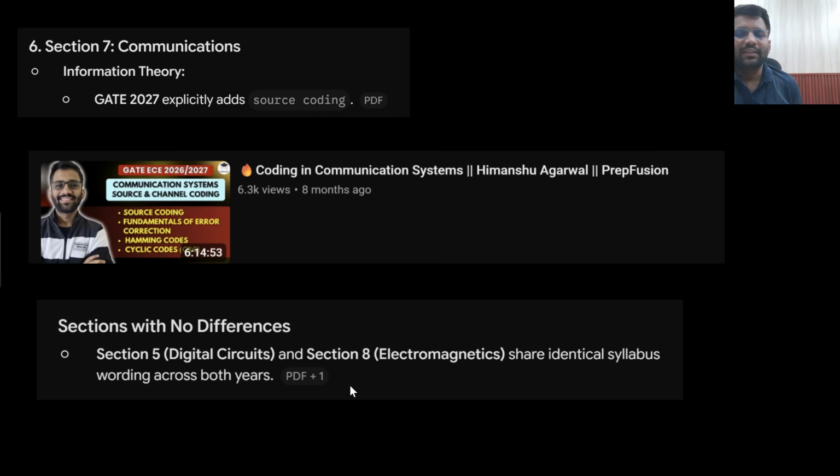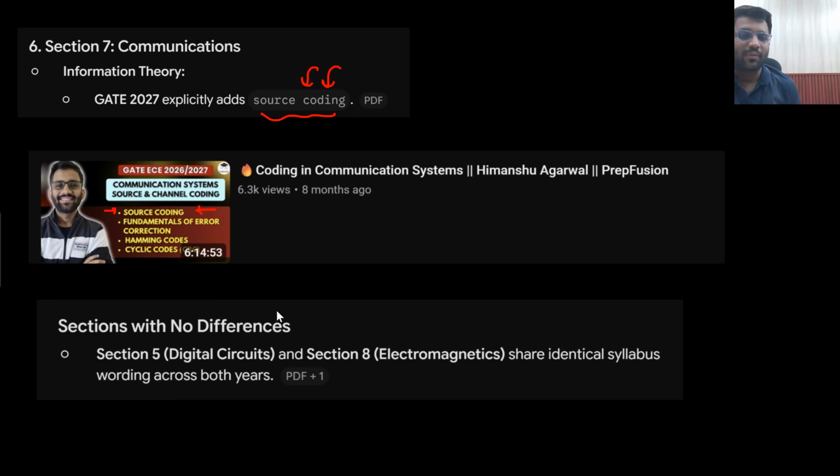Communication. People are saying that a new topic is added, source coding. When you study coding in communication systems, you cannot start this topic without source coding. A lot of people actually start directly from the fundamentals of error correction. But what I always believe is that we should first start from source coding, because we need to understand the meaning of source coding. Last year this particular topic was not in the syllabus, but I had already taught it, to understand the actual meaning of coding in communication systems.